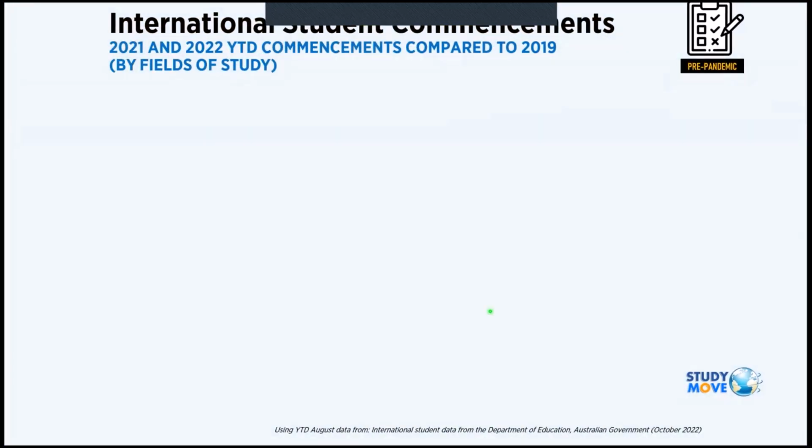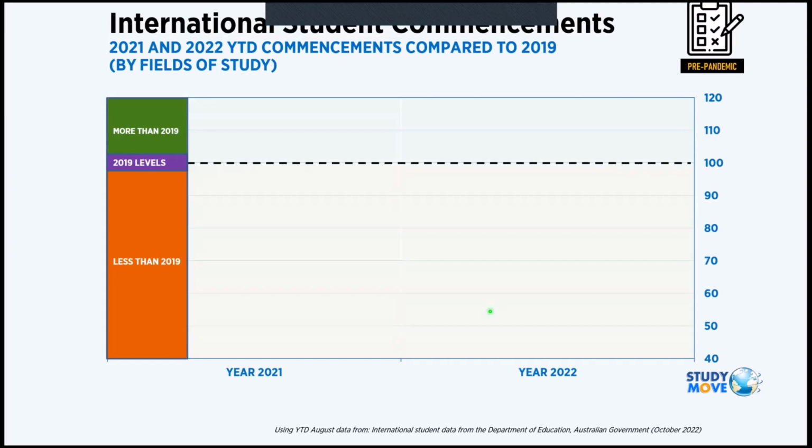Now, in the same way that we are looking at this by study level for each market, I think it's very important to drill down by fields of study. And what you are looking at here is the chart that shows where international student commencements were in comparison to 2019. And I'm just going to give you the figures for 2021 and 2022. So all the different fields of study that reach this dotted black line basically are reaching 2019 levels. And let me just give you the first example. This is engineering.